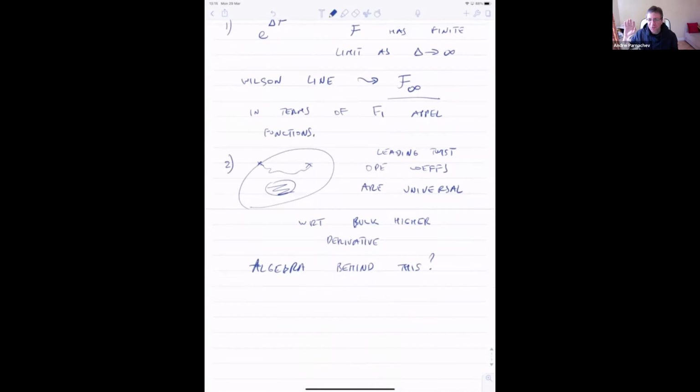There was some other part of my talk which had to do with thermalization at weak coupling, but let me not talk about that. Let me just focus on this part today. Okay, great. That was the algebra story.